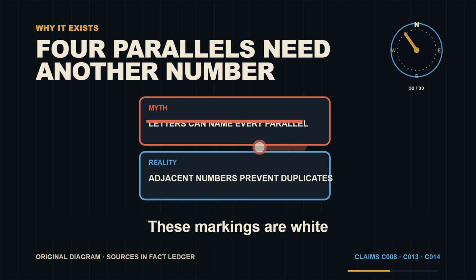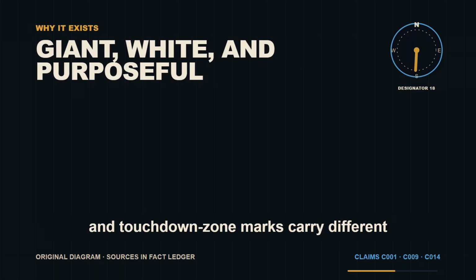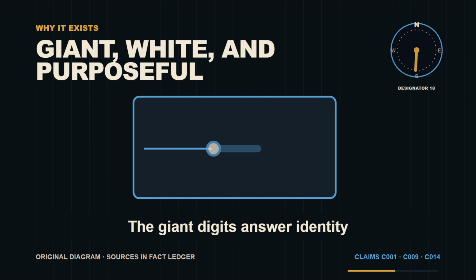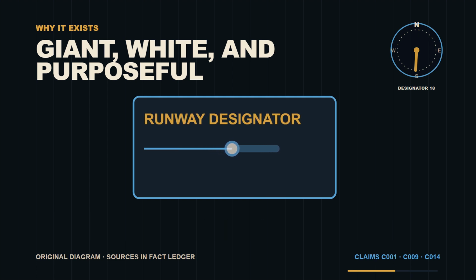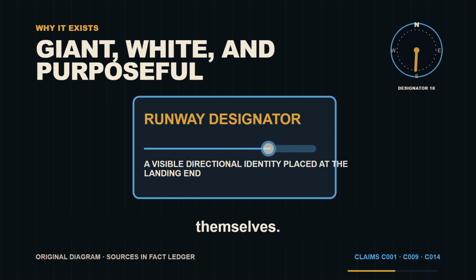These markings are white and positioned near each runway end, where an approaching crew can acquire them with the threshold. Center lines, threshold bars, aiming points, and touchdown zone marks carry different information around the same number. The giant digits answer identity and direction. They are not distance remaining signs or a landing target by themselves.